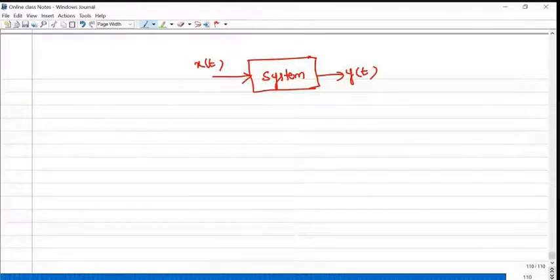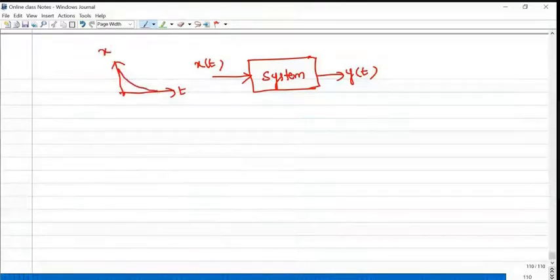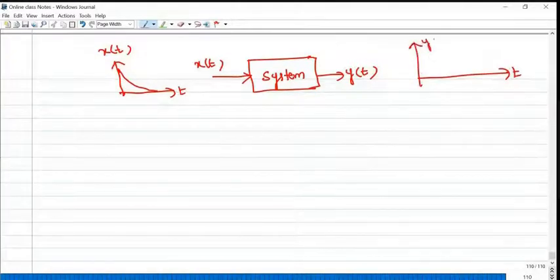So a continuous time system, let us assume my input is x of t, the system response is y of t. Okay. So graphically, I give some input like this, just an example. My system output, t versus y of t, will look like this. Okay. Let us assume like this.